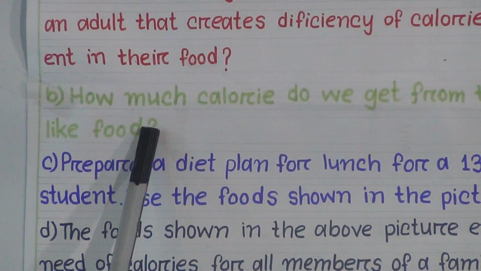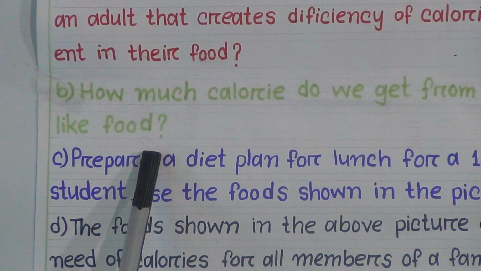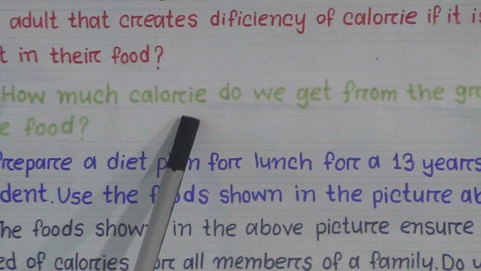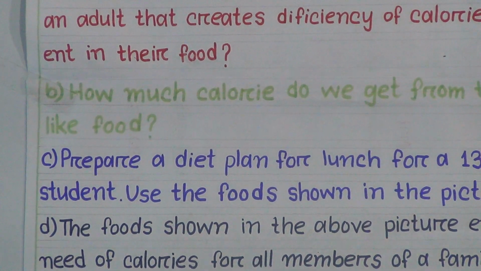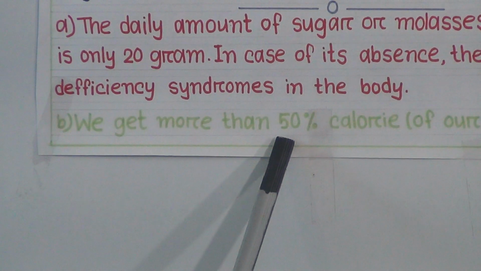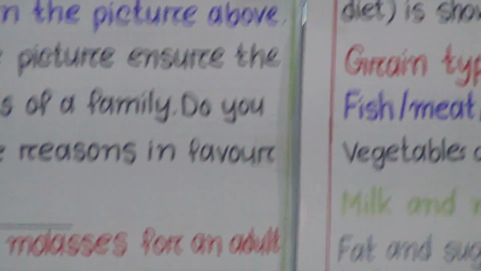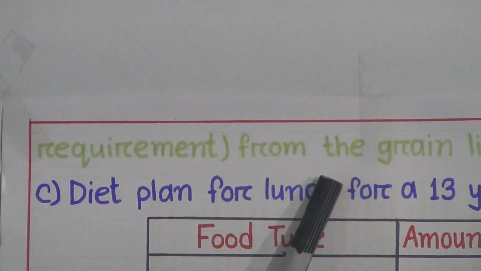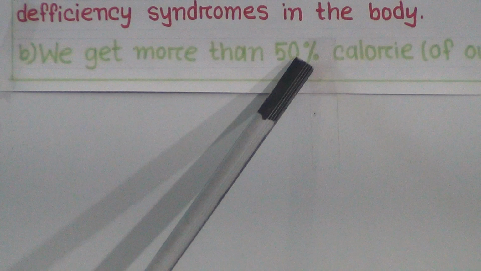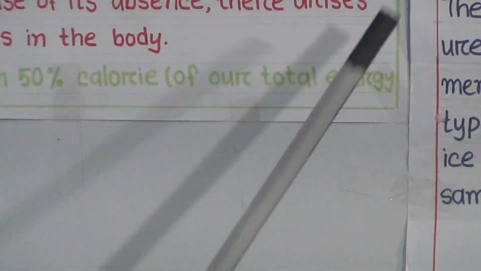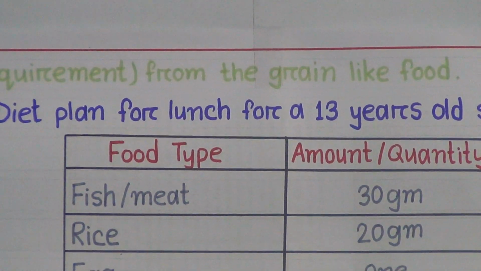Number B, how much calorie do we get from the grain like food? The answer: we get more than 50% calorie of our total energy requirement from the grain like food.